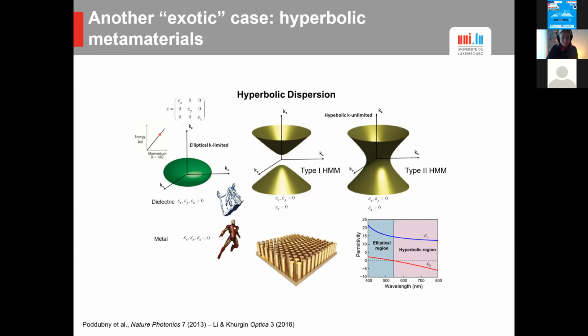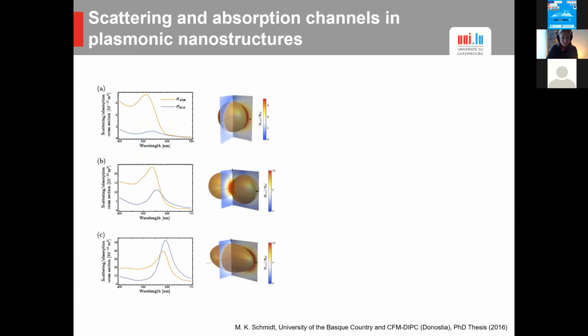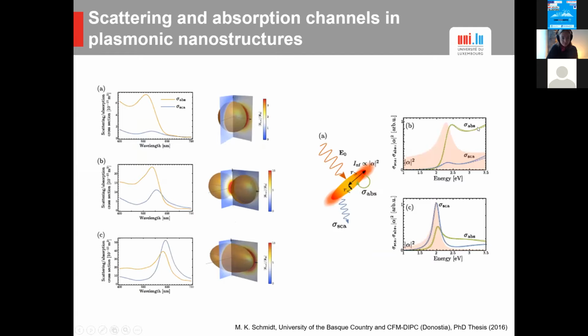The point is also that in plasmonic nanostructures like gold nanorods or nanoparticles, you have a strong overlap between scattering and absorption processes. You can also tune the ratio between the two processes, but they happen at the same energy. So the point here is that scattering and absorption are really overlapped.